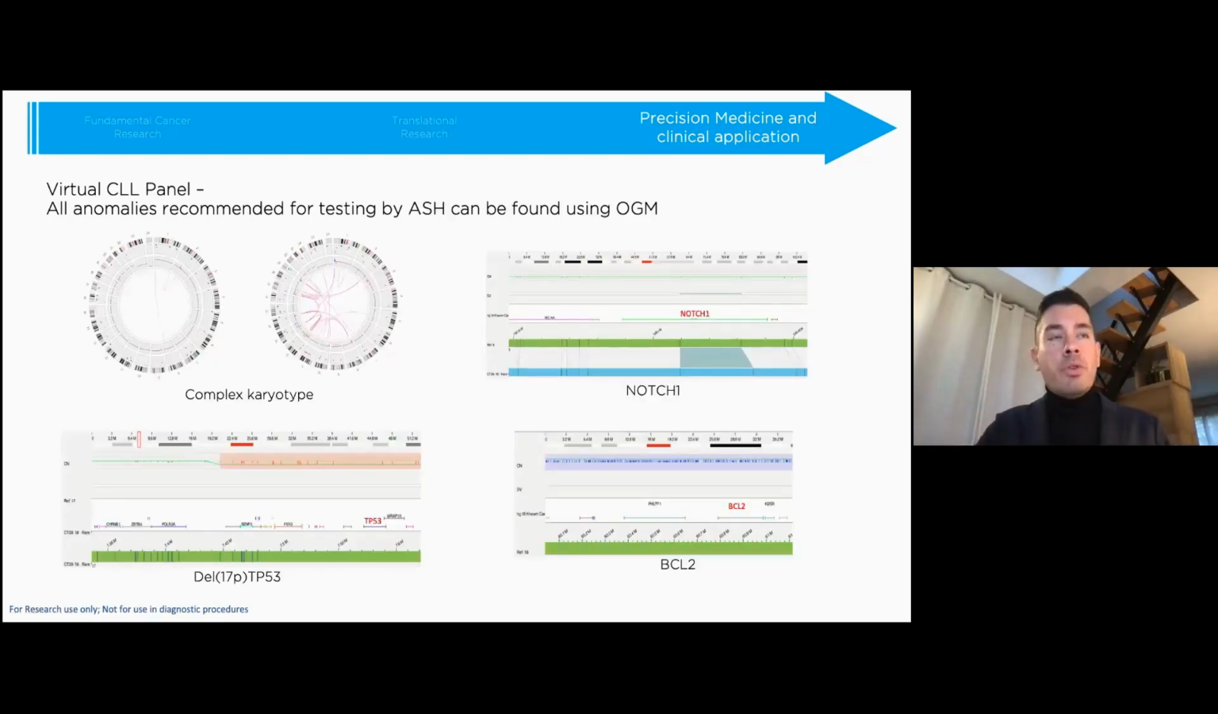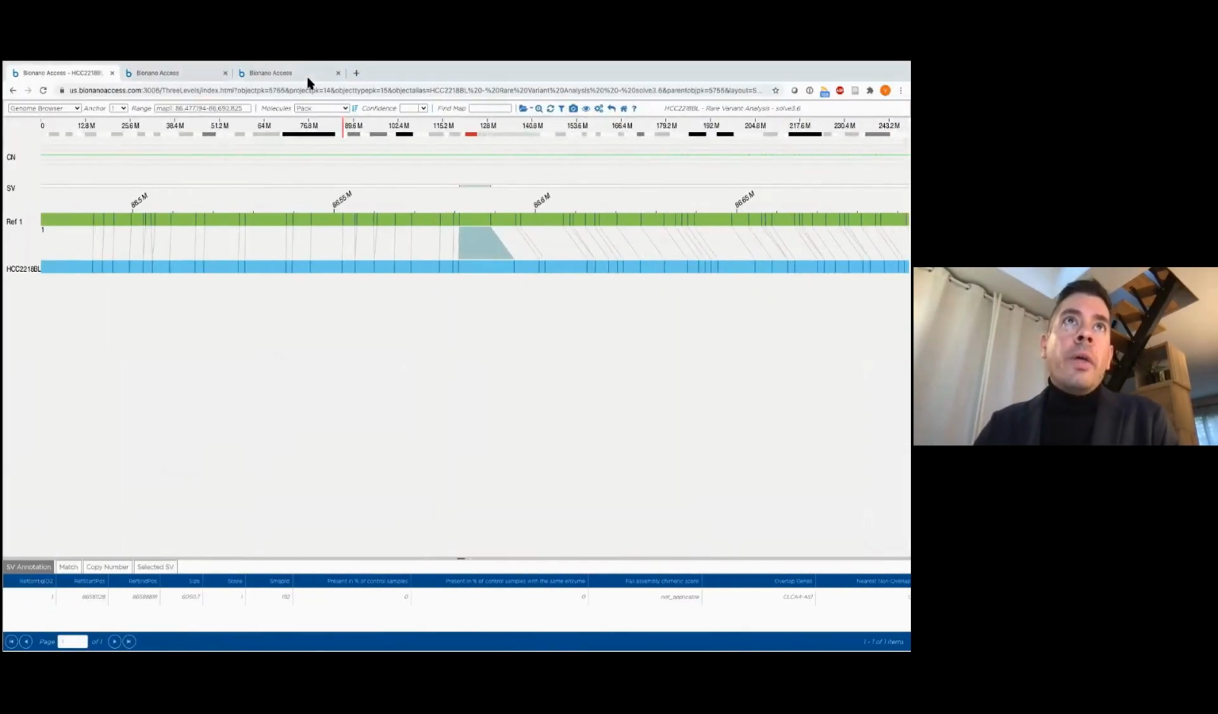We can make one for CLL, where besides being able to assess the complexity of the karyotype directly from the circos plot, you can also directly pinpoint any event impacting genes like NOTCH1 and BCL2 that are evaluated for patients to orient them towards specific treatments, and also a deletion in 17p, including the TP53 gene over there. But actually, let me show you how it works live on a sample.